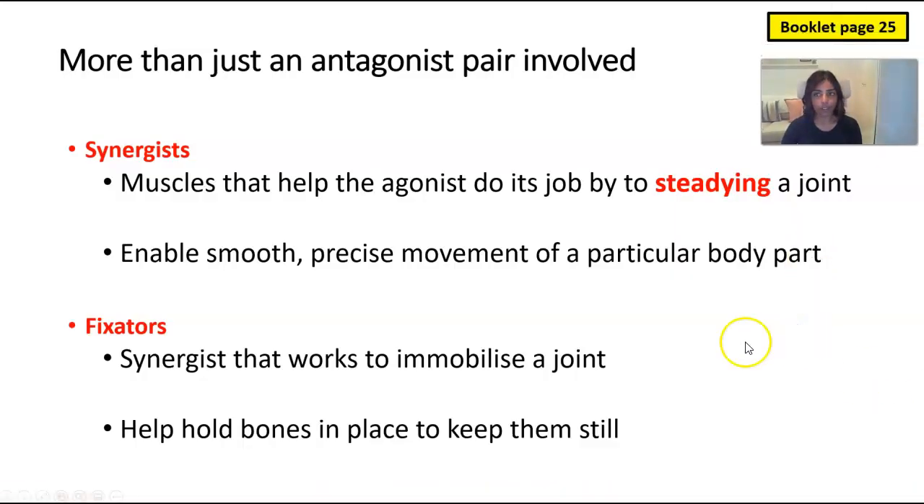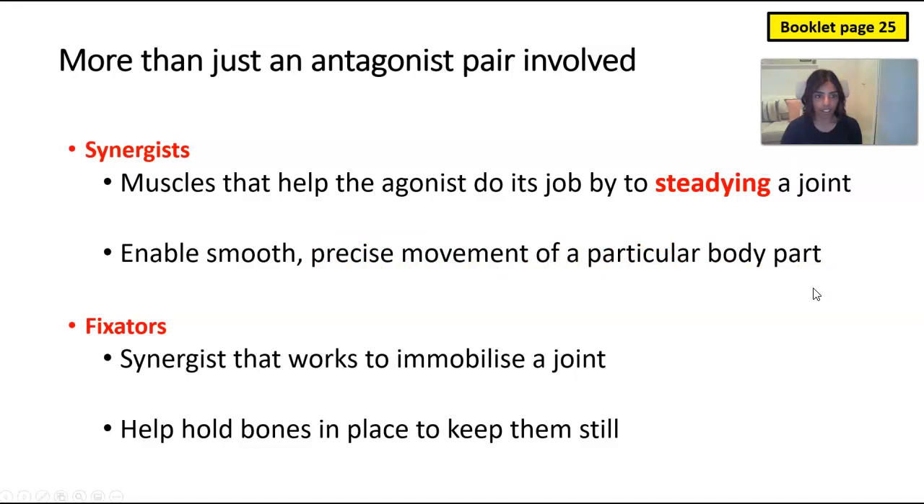Okay, so now we're going to be looking at page 25 in your booklet of notes, and we're going to be looking at how movement is smooth in the human body. It doesn't just rely on agonists and antagonists. We also have groups of muscles called synergists and fixators. Synergist muscles are muscles that help the agonist, the one causing the movement, to do its job by steadying the joint. This allows for smooth, precise movement at a particular body part.